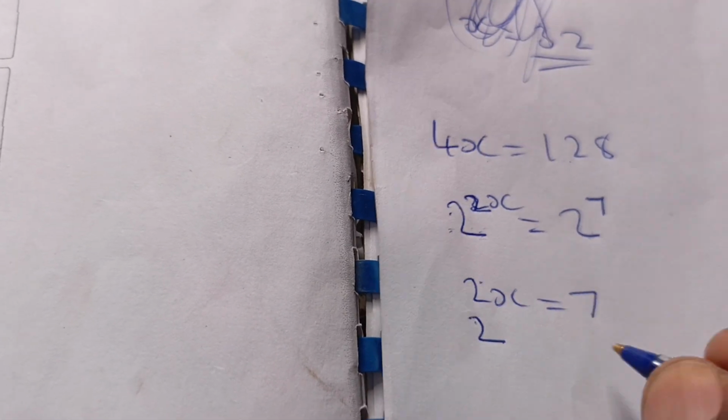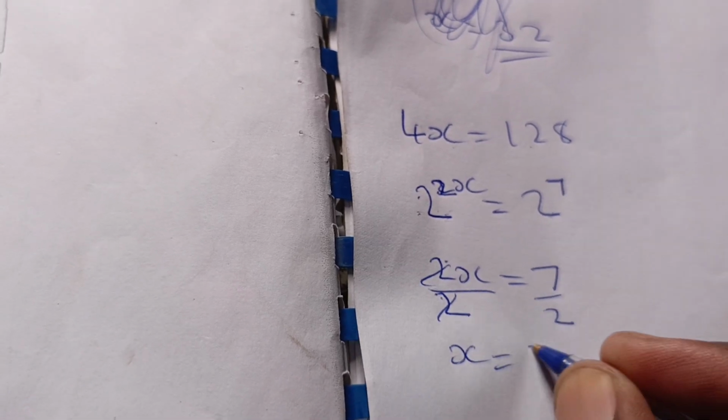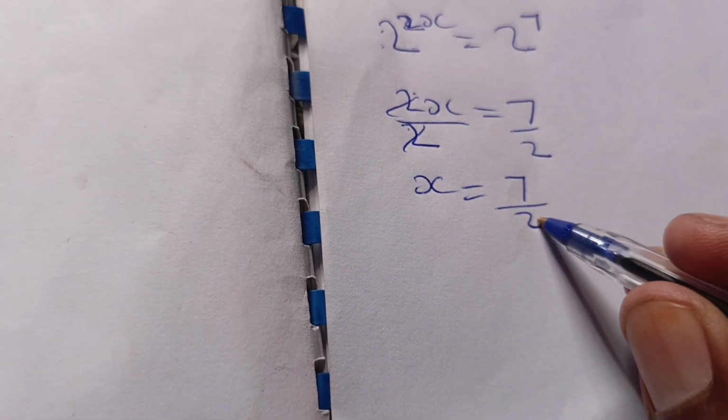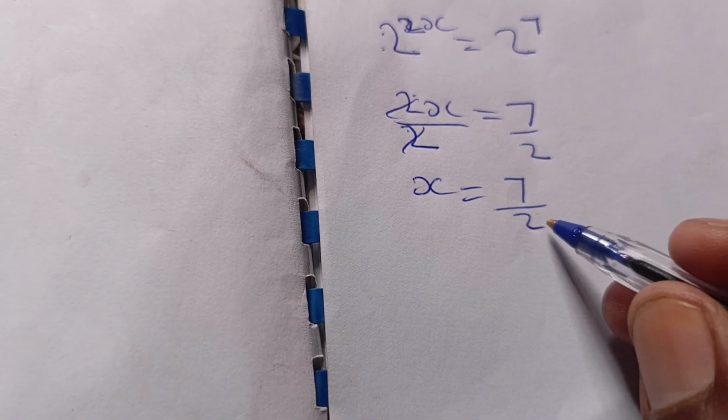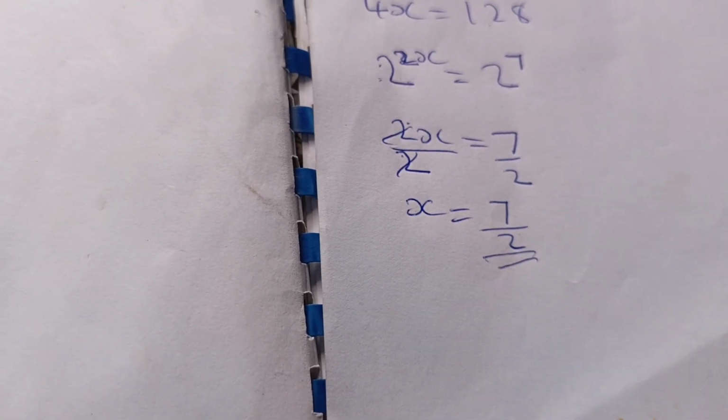Our equation is not done. We are going to divide by 2, divide by 2. So 2 goes, and x is equal to 7 over 2. You don't have to divide thoroughly from here. You leave it like this, guys. Don't go over, your answer can be ruined. You leave it from here.